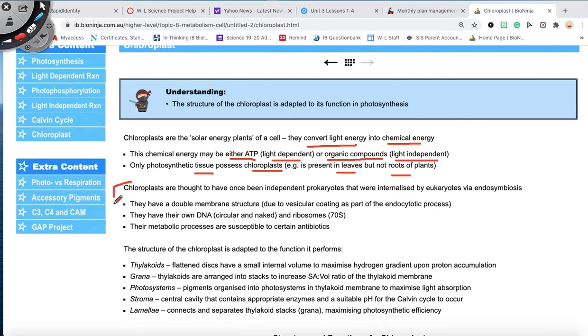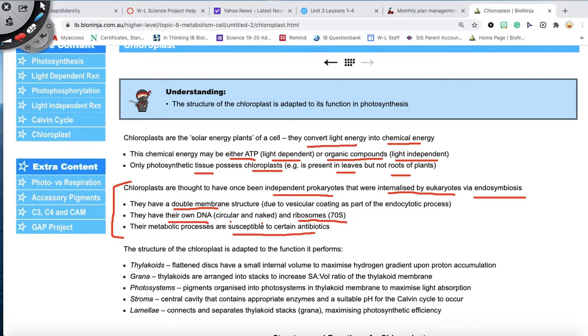Now, just like the mitochondria, chloroplasts are thought to have been independent prokaryotes that were internalized by larger eukaryotes via endosymbiosis. So hence again, chloroplasts are good evidence for the endosymbiotic theory. They have a double membrane, just like the mitochondria, and they have their own DNA, both circular and naked. And they have 70S ribosomes, just like the mitochondria. Some metabolic processes are also susceptible to certain antibiotics, just like the mitochondria.